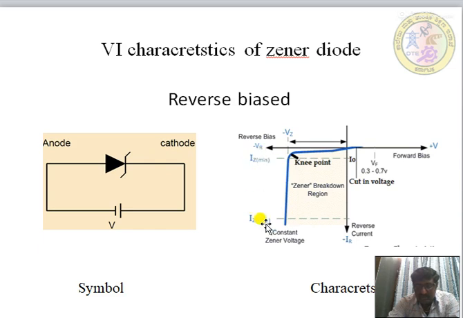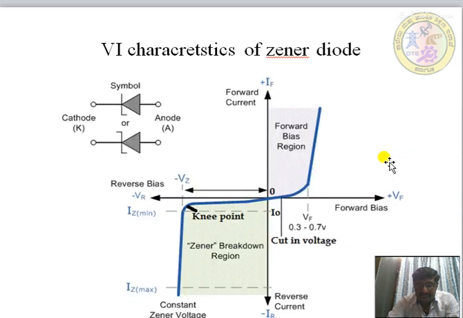So this one is the minimum current, this one is the maximum current, and this one is known as the knee point, that is a negative source, and this part is known as the Zener breakdown voltage. This one is the cut-in voltage for germanium, and 0.7 for silicon. So this one is just the forward bias characteristics.